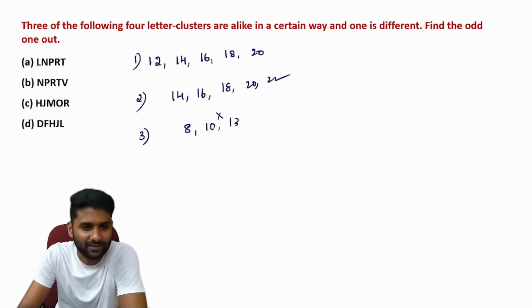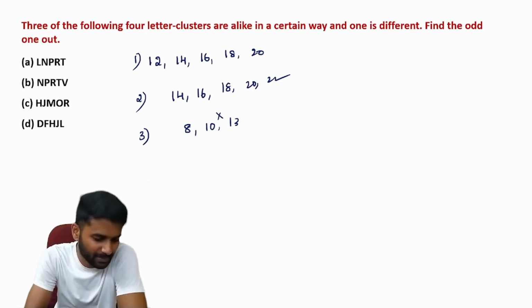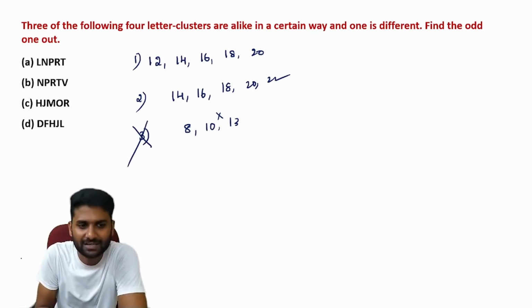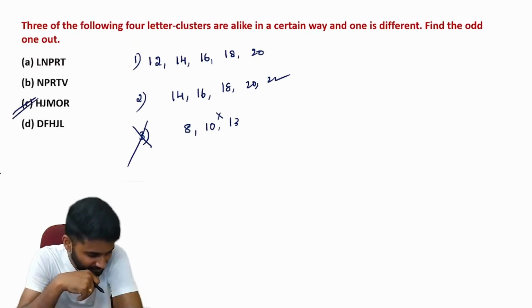8, 10, 13, guys. It breaks the condition. Why? Because J is the 10th letter, M is the 13th letter. But according to the sequence, it's only plus 2, plus 2, plus 2. That's why this one is completely different from the remaining. So C is not the answer.